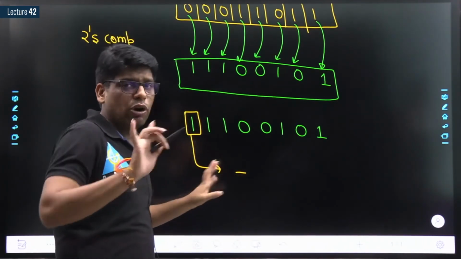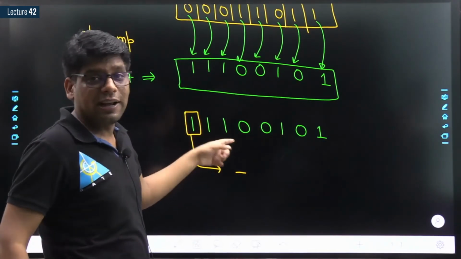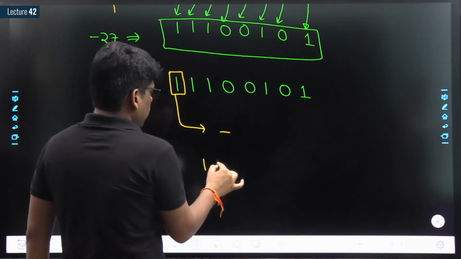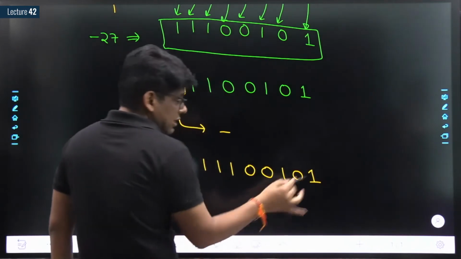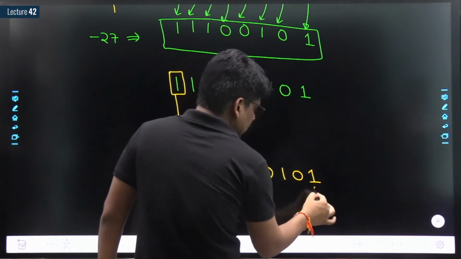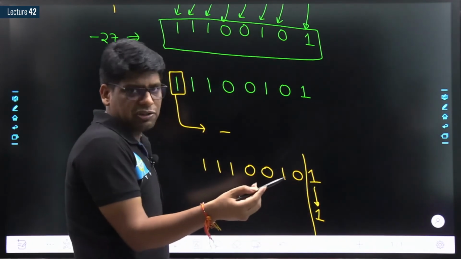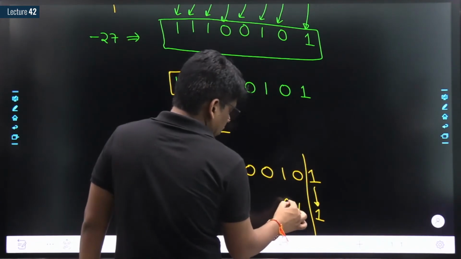We get the sign already. How to find the magnitude? Find the 2's complement of this number again. Sir, how to find the 2's complement of this number? 11100101. Start copying the bits from the right-hand side until you get the first one. We get the first one. Now flip all the bits. That means if it is a 1, make it 0, and if 0, make it 1.